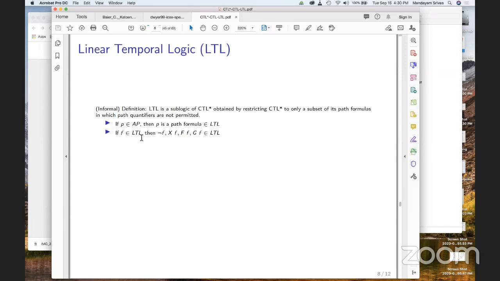If a formula is already in LTL, then you can do any one of these things. You can take the negation or apply any one of the unary temporal operators to construct new path formulas: X, F, and G. Or if F and G are two path formulas that are already LTL, then you can apply any of the Boolean operators, and, or, or you can apply the binary temporal operators U and R that we have defined.